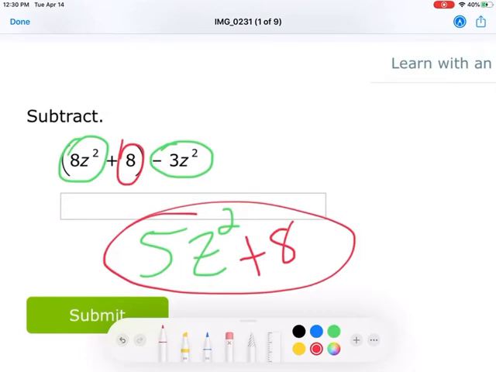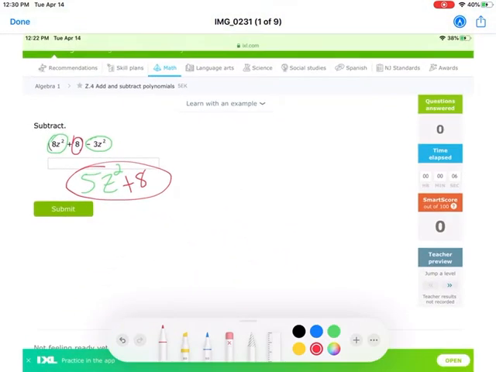Again, when you're adding and subtracting, you can only add and subtract like terms. So the z squareds are just two like terms. And that's that. You would just hit submit. Submit. Yeah, I'm done. All right, next.